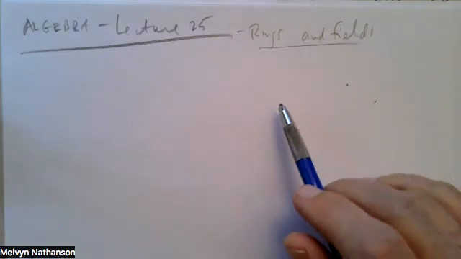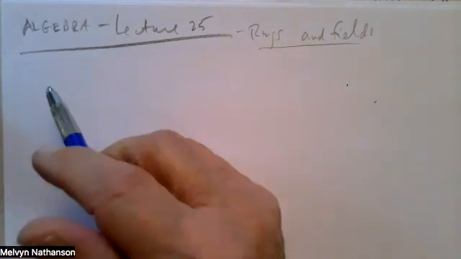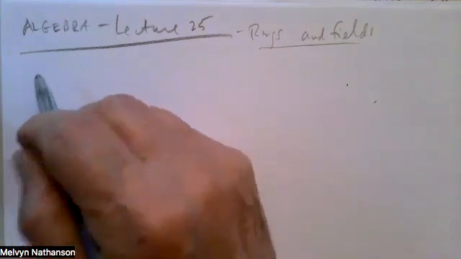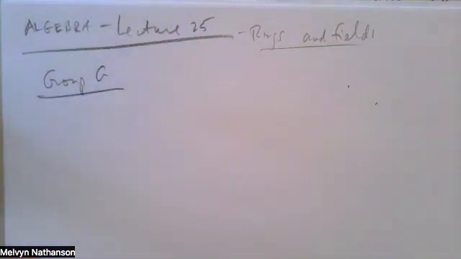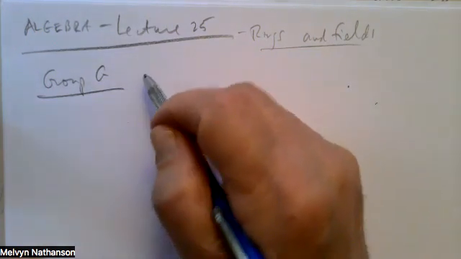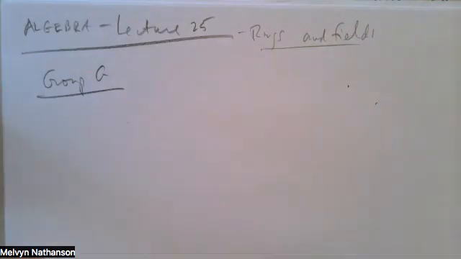So let me start with rings and fields, and this actually begins back in the first chapter. So let me just review a few things. So we have a group, G, and let's say we have a group.